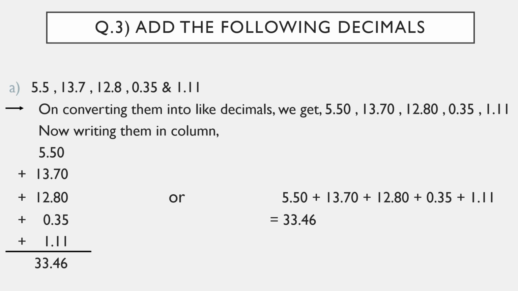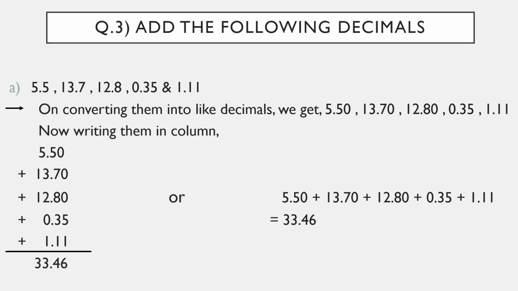So what is the question? Add the following decimals. In that, first one is 5.5, then 13.7, then 12.8, then 0.35 and 1.11. So what will be our first step? All these are not like decimals, as you can see over here. Some are having one decimal place, some are having two decimal places. So what are the maximum number of decimal places over here? 2. So we'll convert all these decimals up to two decimal places.